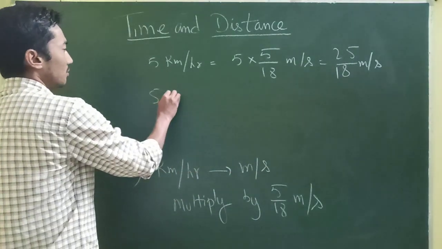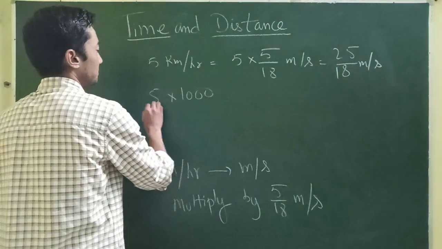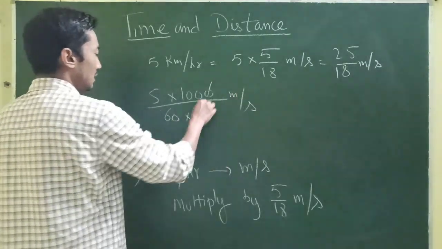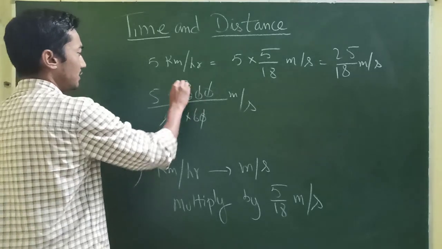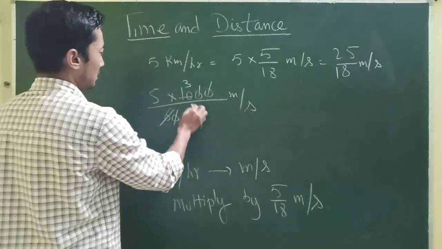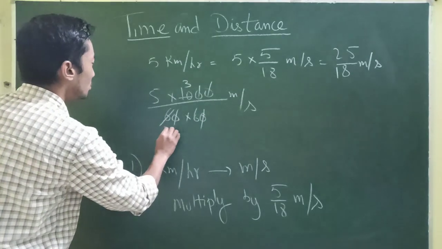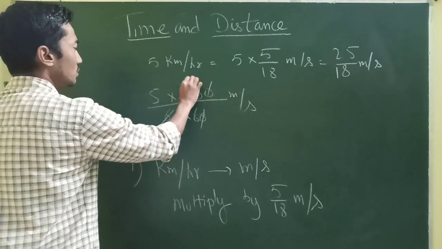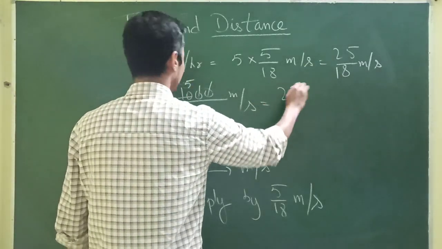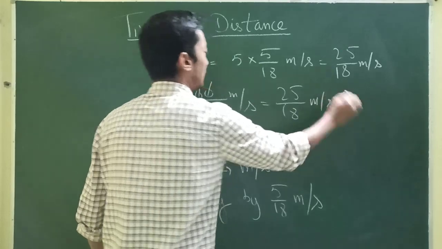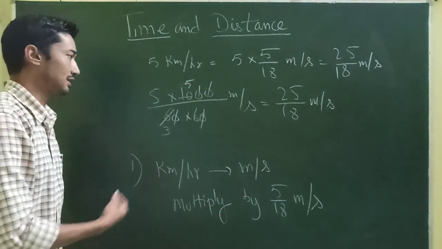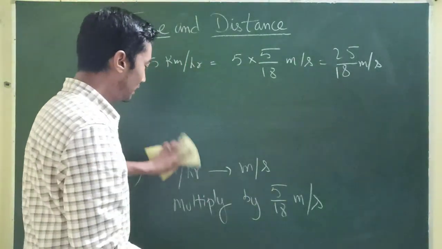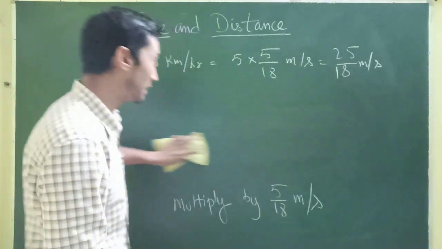Let's prove it. 5 into 1000 over 60 into 60 meters per second. See, this is the time that we are wasting. Cancelling, we get 25 by 18 meters per second. So see, even I wasted some time there. Next time, what we can do is quickly multiply by 5 by 18 and we end up getting the answer.